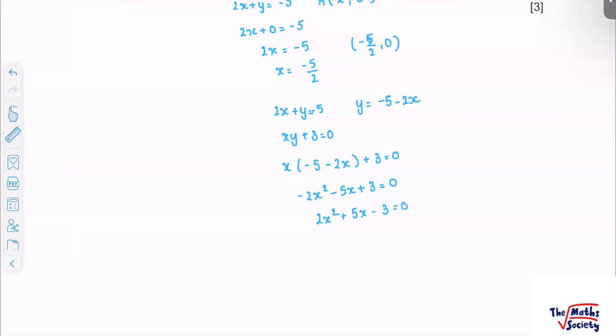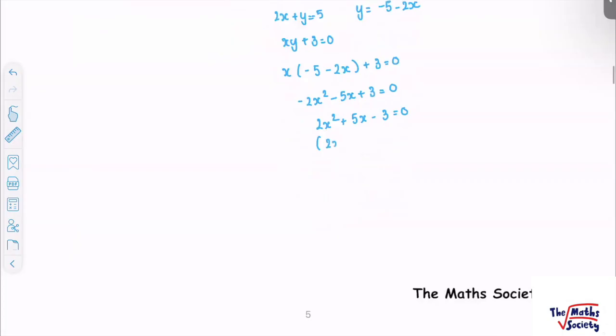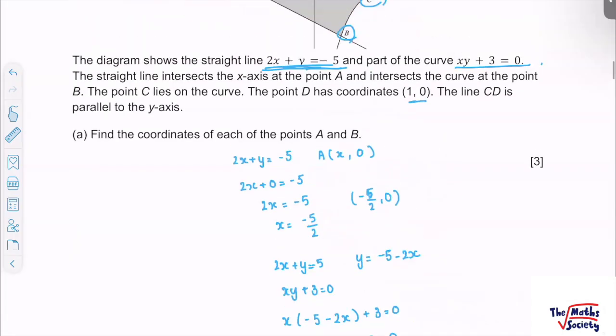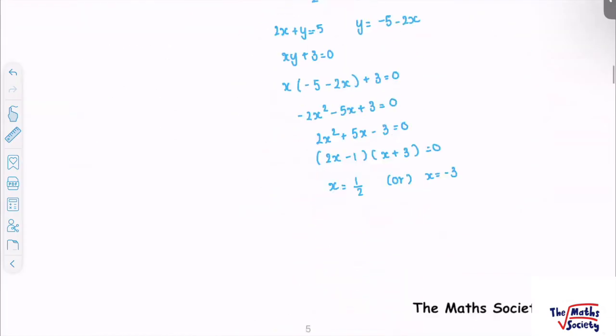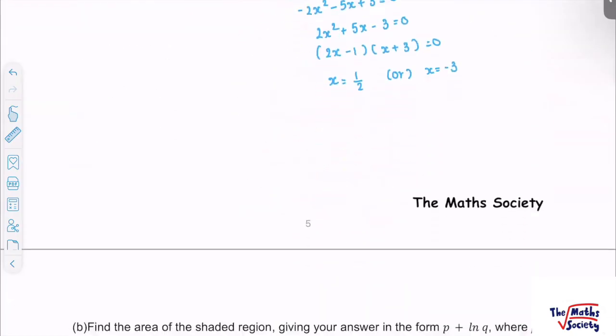And then you're just going to do a cross method. So that's going to be (2x minus 1)(x plus 3) equals 0. x is equal to half, or x is equal to minus 3. So this is the point for b, right? So we're going to find b. B, we know that it's on the positive side, so we're going to only take the positive and not the negative. So we're going to reject this.